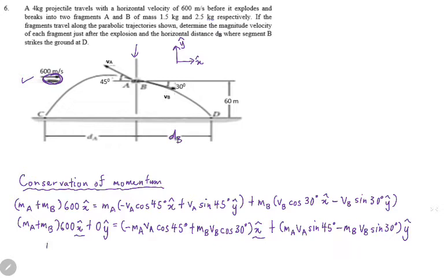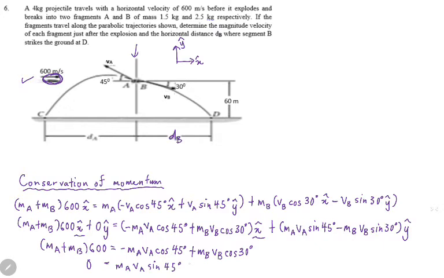Okay, let me write it down. MA plus MB times 600 equals negative MA VA cos 45 degrees plus MB VB cos 30 degrees. And the same goes for the y. You actually have 0 equals MA VA sine 45 degrees minus MB VB sine 30 degrees.